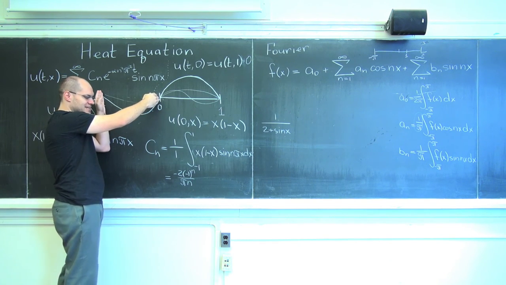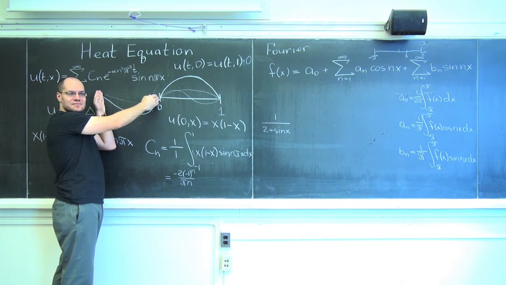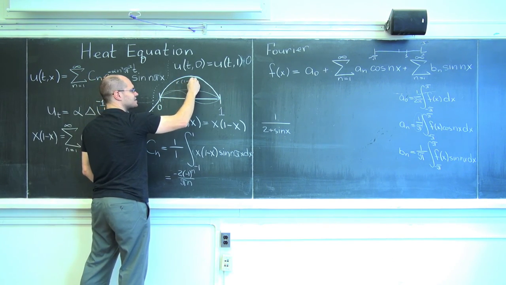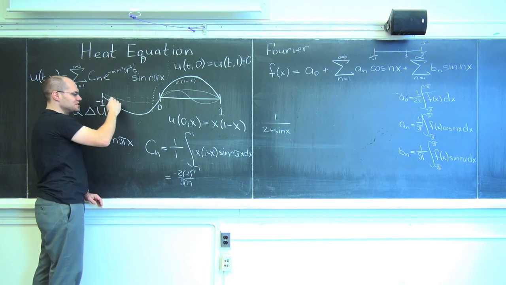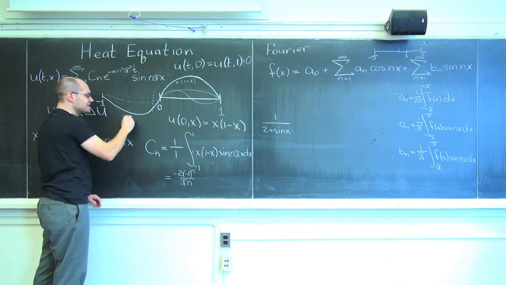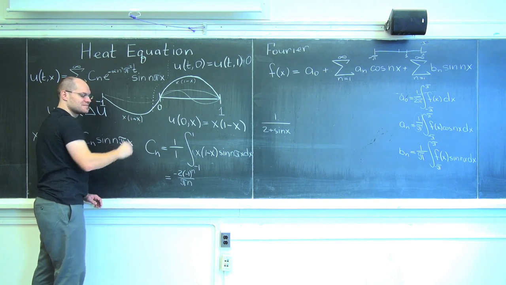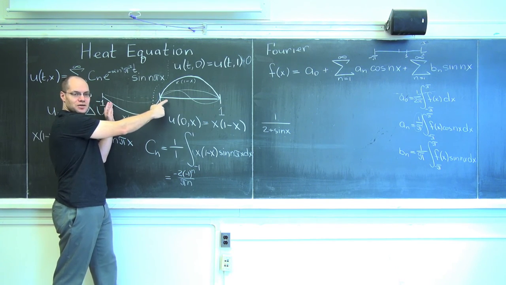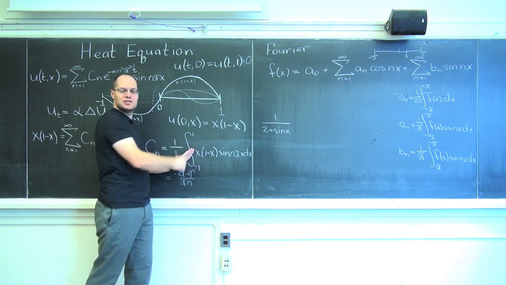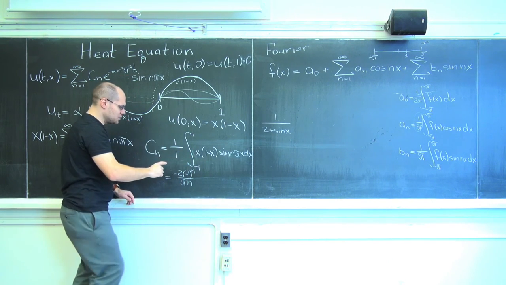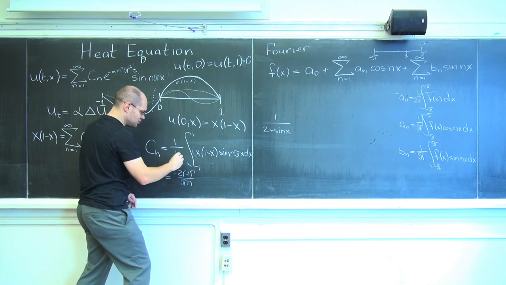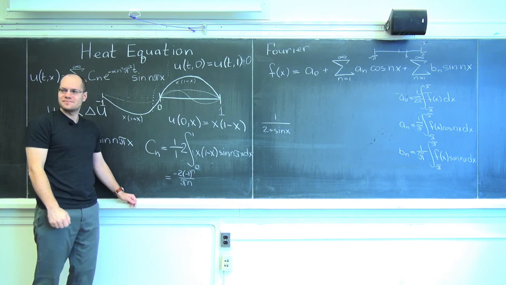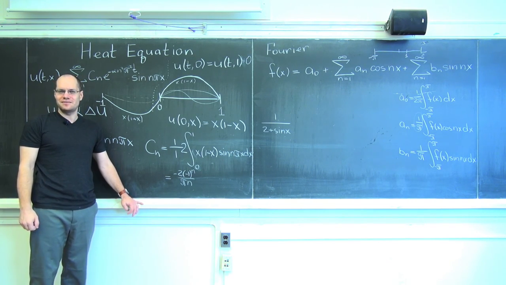The function here is x times 1 plus x. That's what this is. This is x times 1 minus x. But when we reflected it the way that we did, this portion of it is x times 1 plus x. So what we should have done is integrate this from minus 1 to 0 and this from 0 to 1. And of course, what it will become is twice this integral from 0 to 1. Are you guys with me now? Do you see the mistake that we've made?